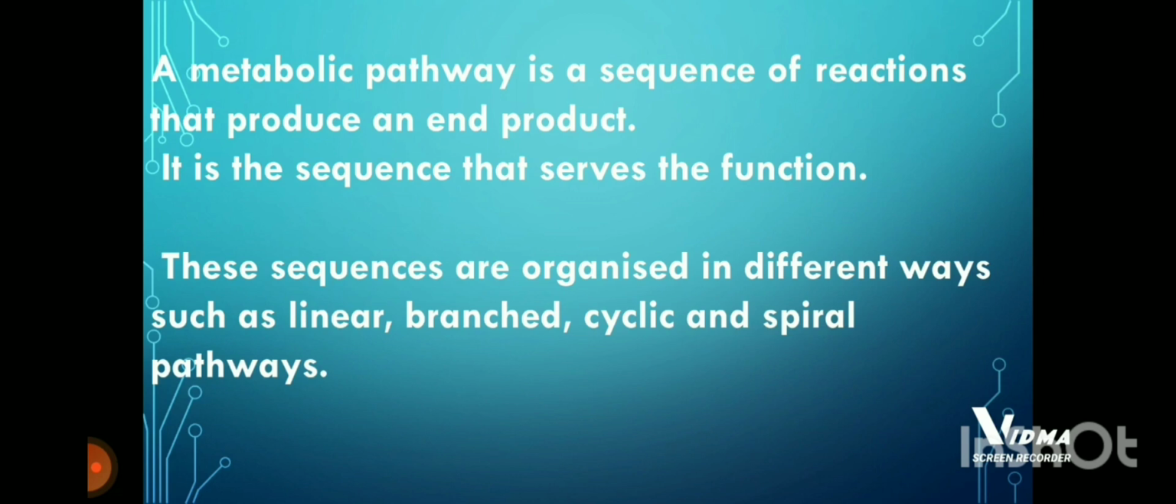Means in the previous slide, in the first slide, we understood there are so many reactions running in the body. A metabolic pathway is a sequence of reactions that produce an end product, and that is what serves the function. The sequences of these metabolic pathways are organized in different ways, such as linear, branched, cyclic, and spiral.